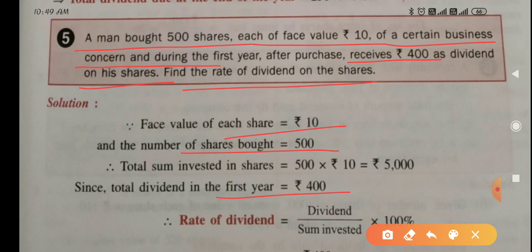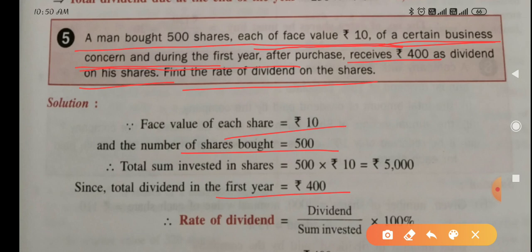So in this case nominal value and market value are the same, because in the question they are not saying anything about the share being at a discount or at a premium. They are saying a man bought 500 shares, each of face value rupees 10, of a certain business concern during the first year. Each of face value is rupees 10 and market value is also rupees 10.